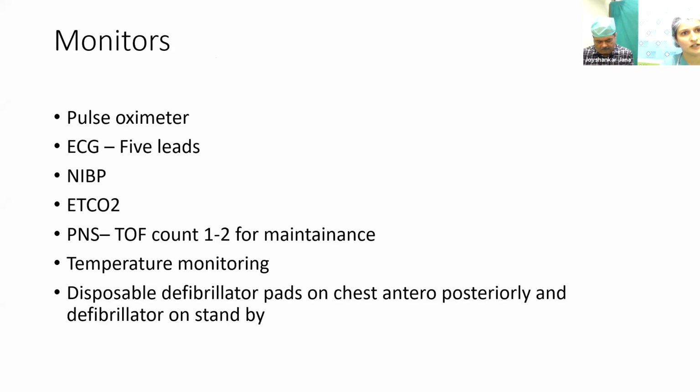We used the following monitors during the surgery: pulse oximeter, ECG, where we used all the 5 leads, non-invasive blood pressure monitoring, end-tidal carbon dioxide, peripheral nerve stimulator, temperature monitoring, and disposable defibrillator pads were applied on the chest anterior-posteriorly, and the defibrillator was kept on standby.